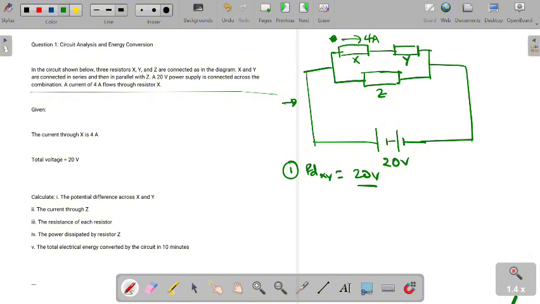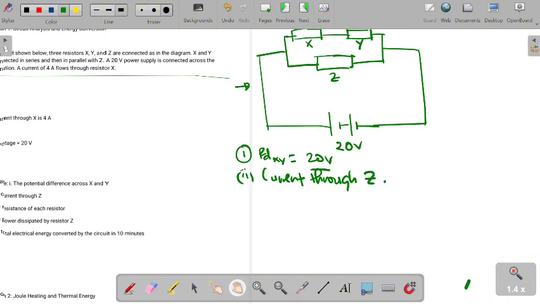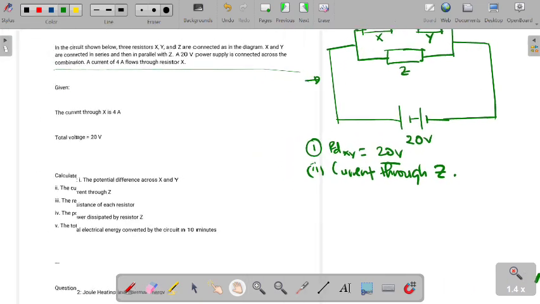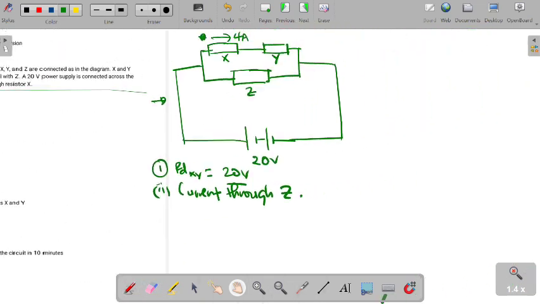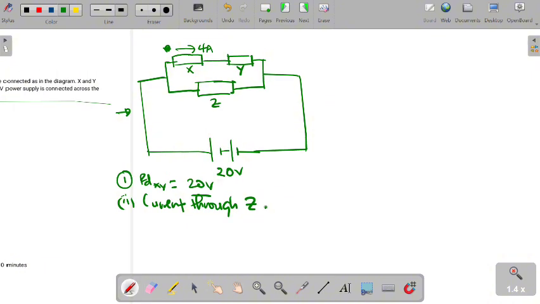Now, the current through Z. To solve this, you can't do it without first of all assuming something, and what you have to assume is that these resistors are identical. So if that is the assumption we're going to make, that means the voltage on X should be equal to the voltage on Y, which is equal to the voltage of the supply divided by 2. That's 20 volts divided by 2, giving us 10 volts.